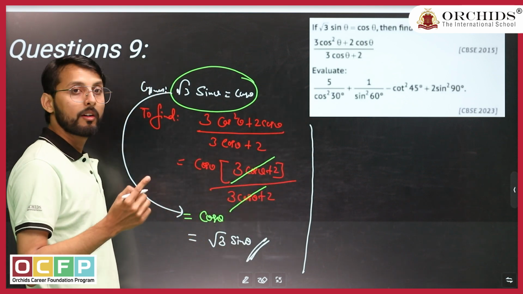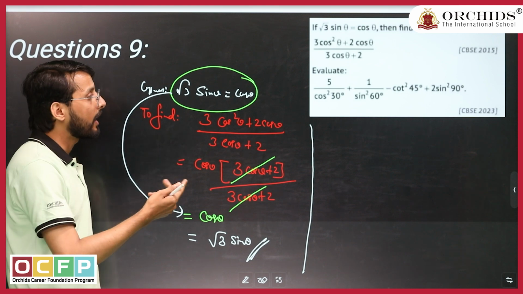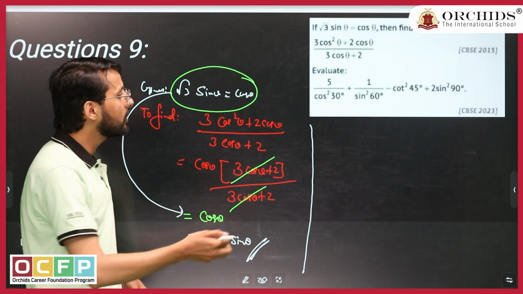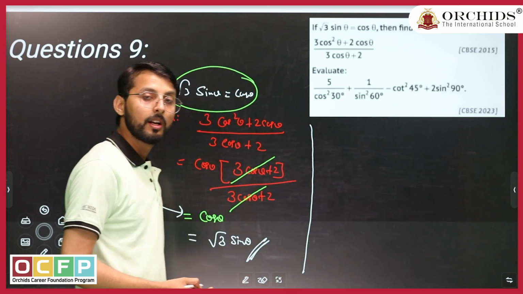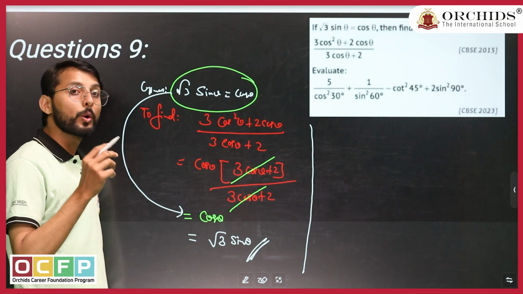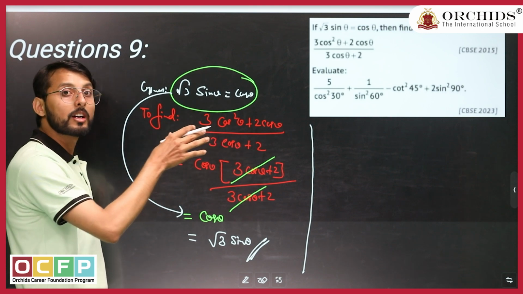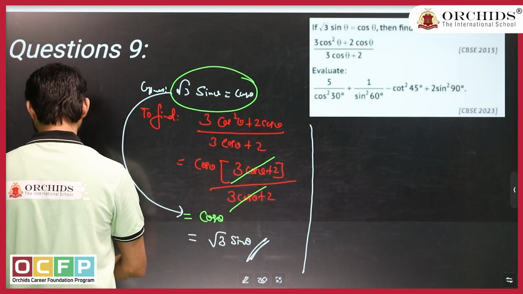Now I have given you the second question also. First you try it. Take a pause, solve for 30 seconds. Are you able to solve? You just have to substitute the values of cos 30, sin 30, cot 45 and 2 sin 30. So this question I am leaving up to you. Solve it and put the answer in the comment box. We are moving towards the next question, guys.